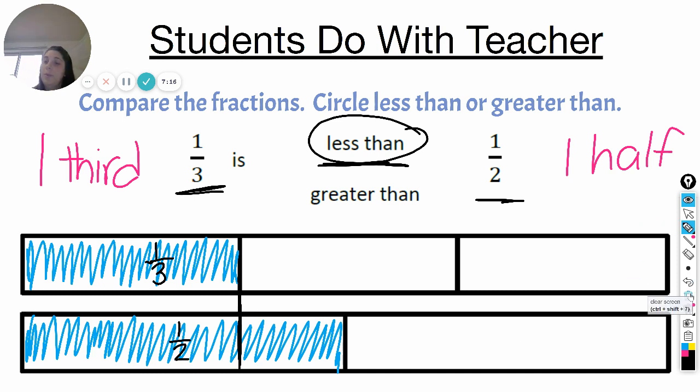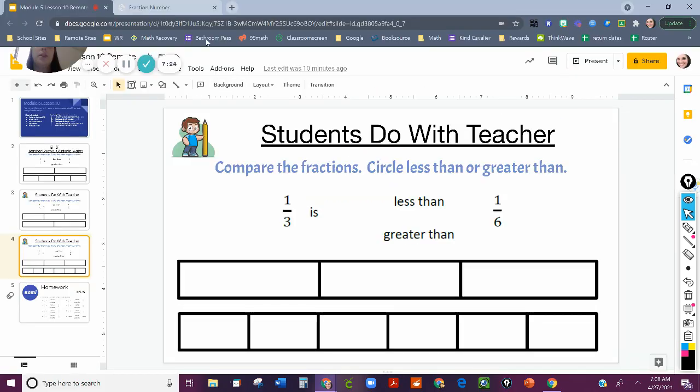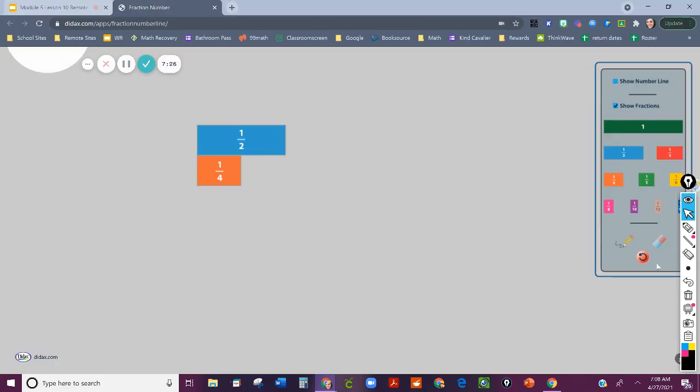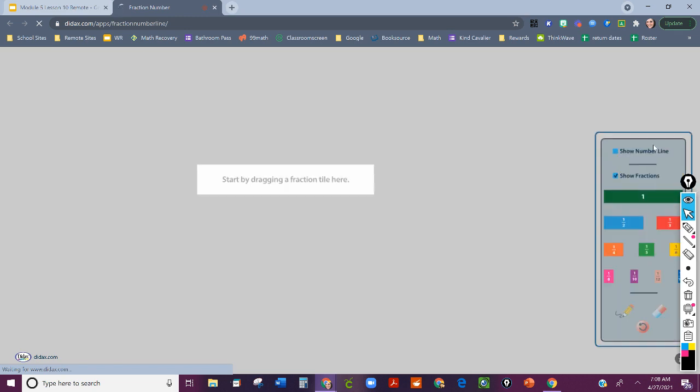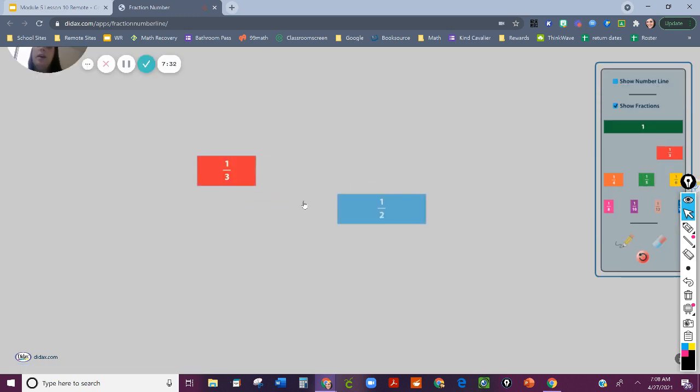All right, go ahead and erase your whiteboards. While you're erasing, I'm going to show you what that would look like with the virtual manipulatives. We would take our 1/3 and our 1/2, and we can see the same thing, that the 1/3 piece is smaller than the 1/2.